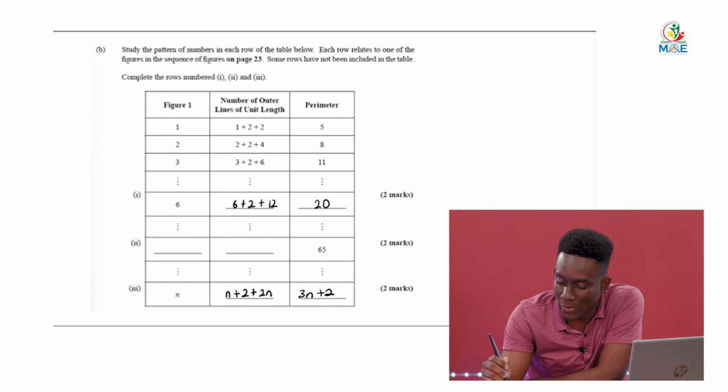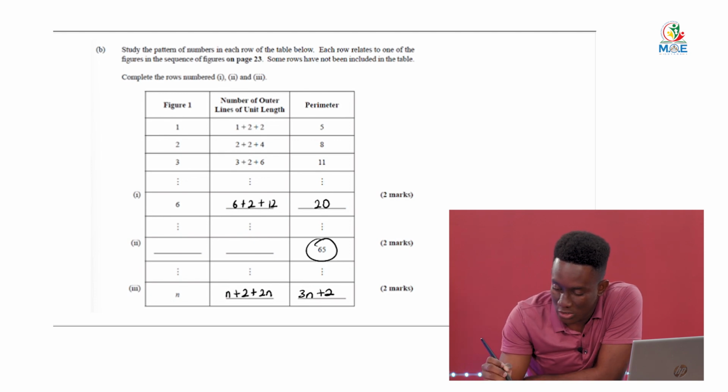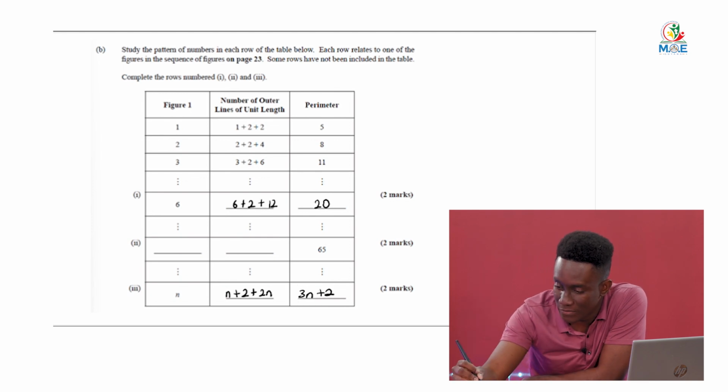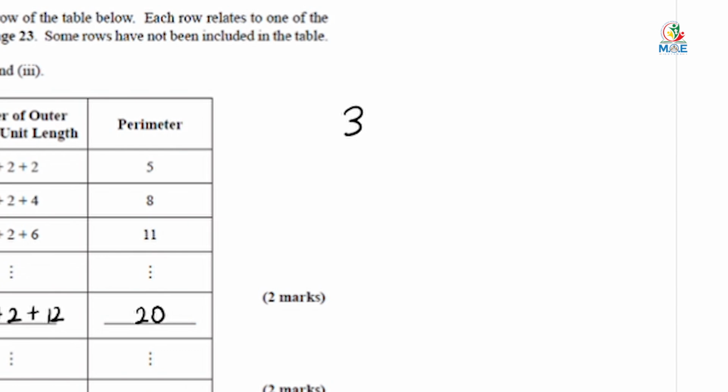unit length. So now I can find for 65. So the important thing I need to do is find what is n. So I know when I add up all of this, I should get 65. So what I will have is a nice equation: 3n plus 2 is equal to 65, because now when I add up all this, I will get 65. So I can just solve for n.